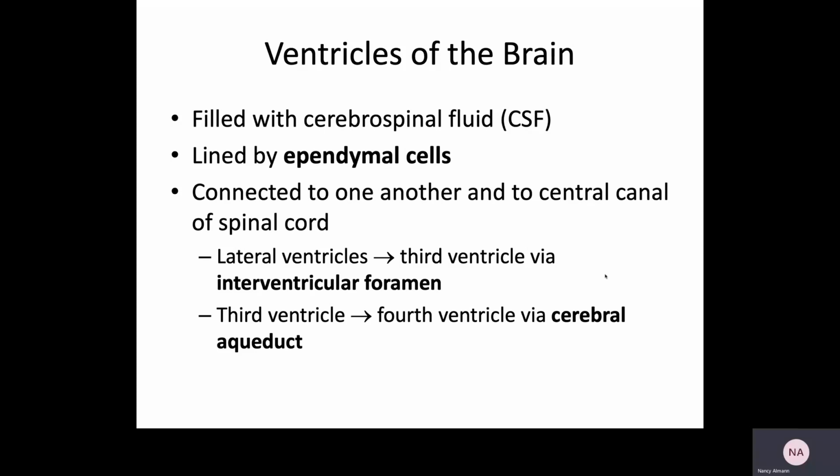So the ventricles are going to be connected to one another and to the central canal of the spinal cord. They're going to be right and left lateral ventricle. They will be connected to the third ventricle, and the connection point is known as the interventricular foramen. The third ventricle will be connected to the fourth ventricle through what is known as the cerebral aqueduct.